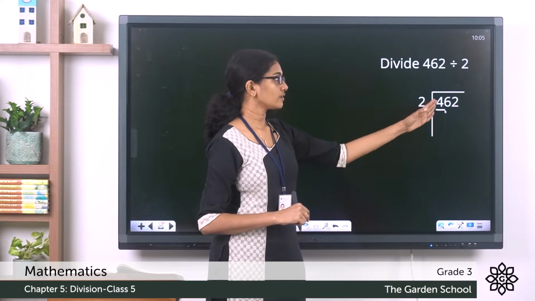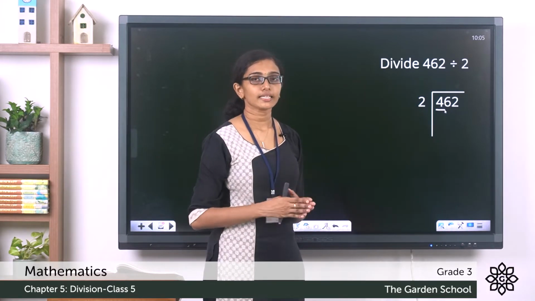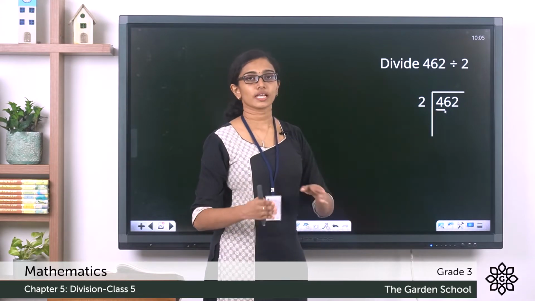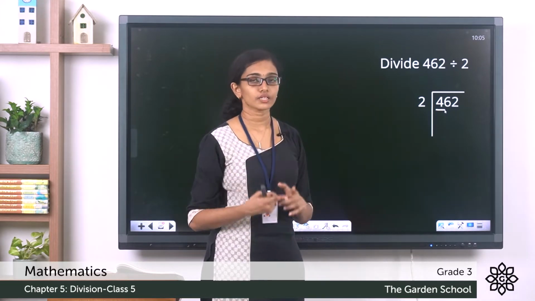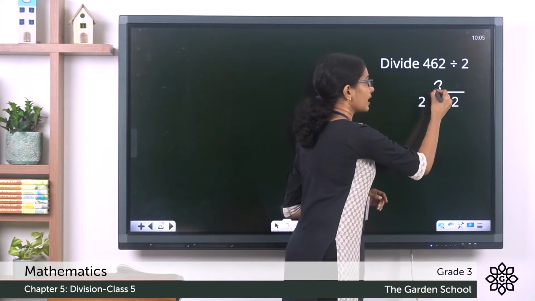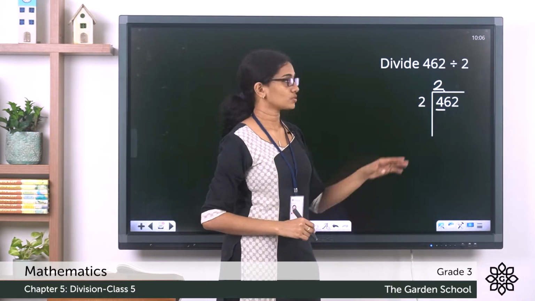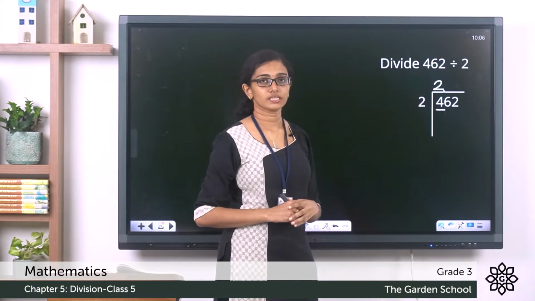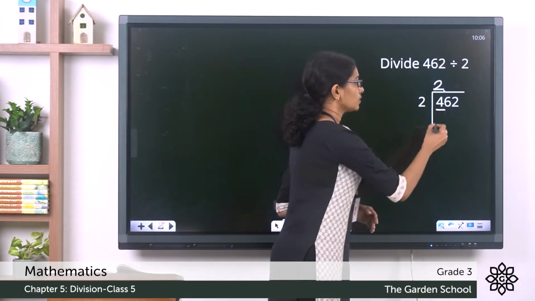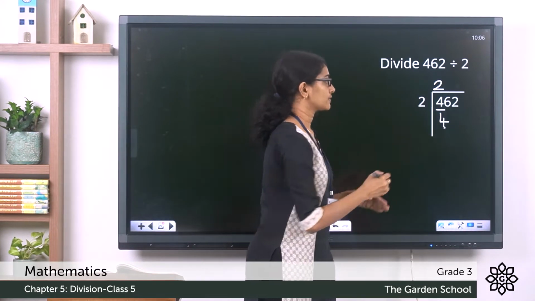So, let's divide 4 by 2. We can recite the table of 2 till we reach either 4 or just less than 4. So, 2 ones are 2, 2 twos are 4. So, let's write that 2 over here and multiply this 2 and this 2. That is 2 into 2 is equal to 4. So, where do you write that 4? Right below the hundreds digit or the digit 4 in the dividend.